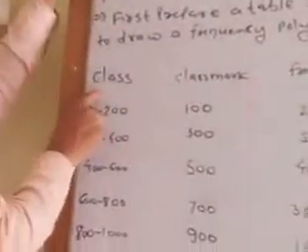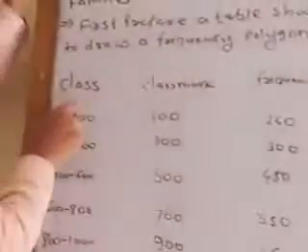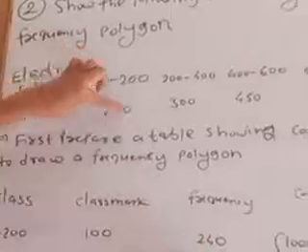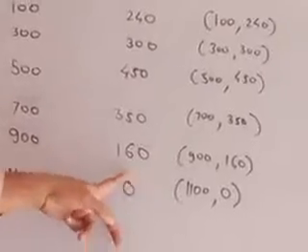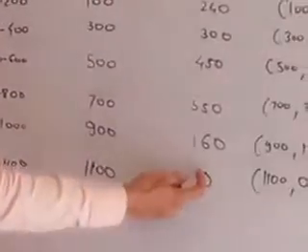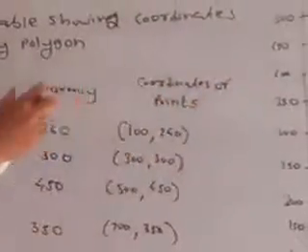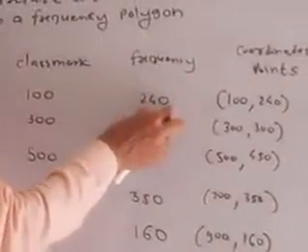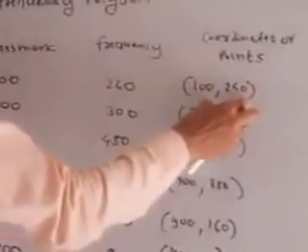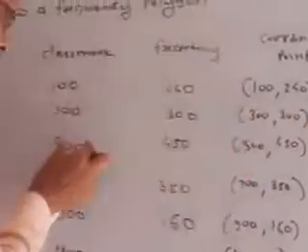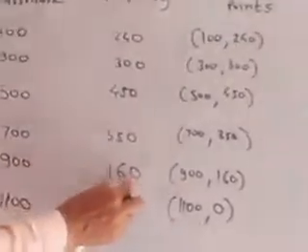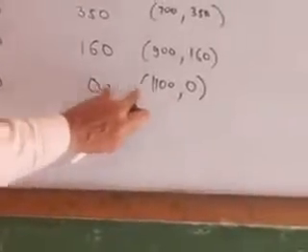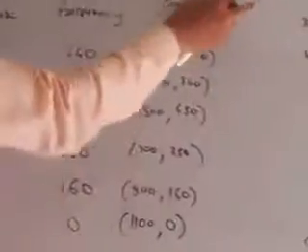If we took one class extra at the start, the frequency there would be 0. But we do not take an extra class, therefore the frequencies are 240, 300, 450, 350, 160, and here one class is taken extra, so the frequency there will be 0. Coordinates of a point mean class mark and frequency: class mark on the x-axis and frequency on the y-axis. So 100, 240; 300, 300; 500, 450; 700, 350; 900, 160; 1100, 0. These are the coordinates of the points.